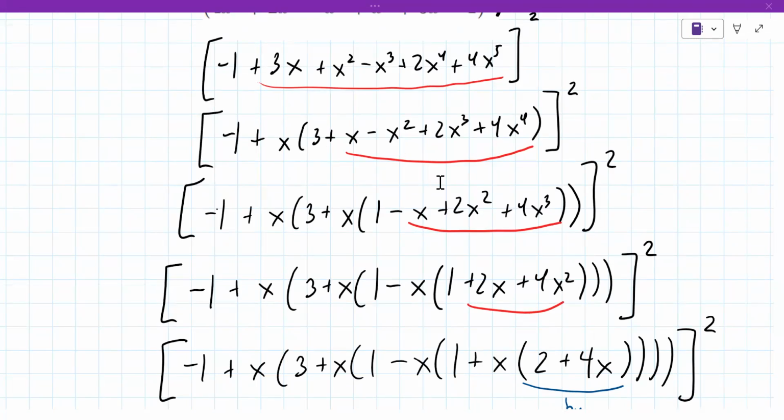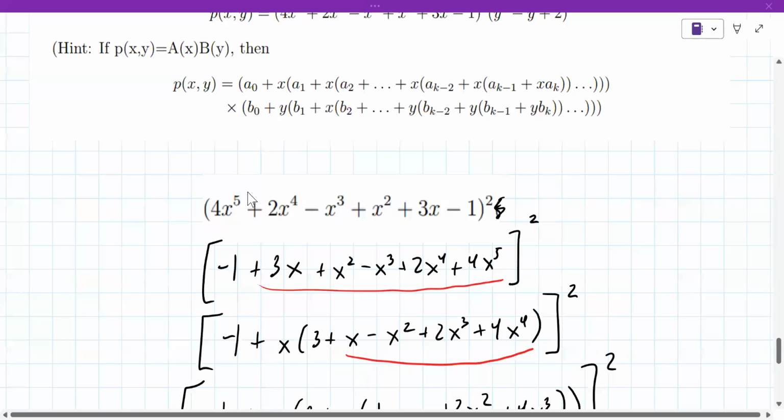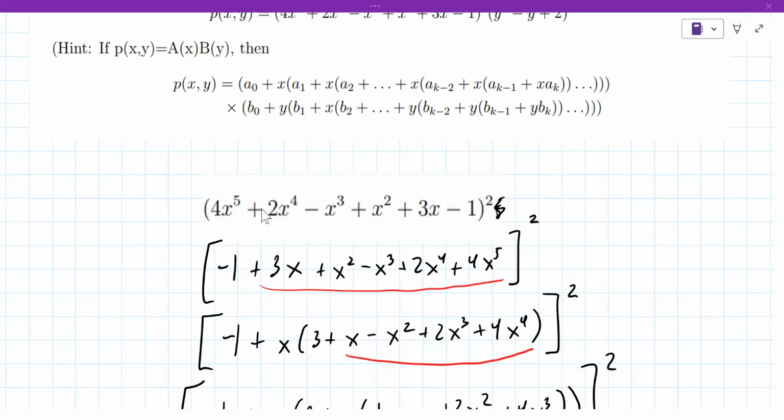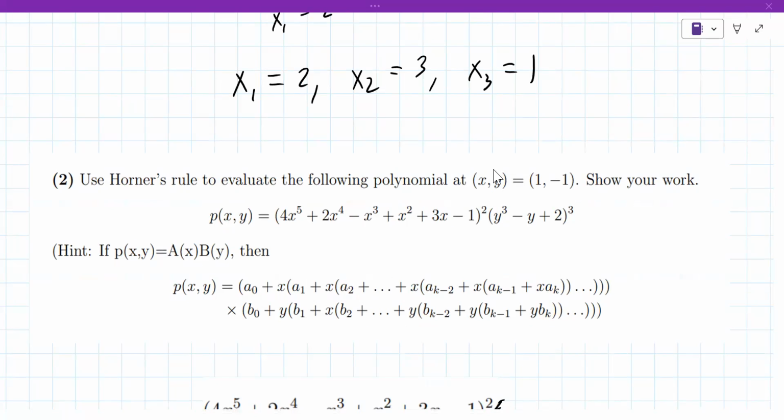I'm not sure. So the idea though is that this number, because we know what it actually is when you put 1 in, is you get 4 plus 2 minus 1 plus 1 plus 3 minus 1, which ends up being 8. 8 squared is 64. And then you do the same thing for this piece over here on the right, which probably should have done that one first. Let me see if I can do that one real quick because it will work out a little bit nicer. And so let's try that.